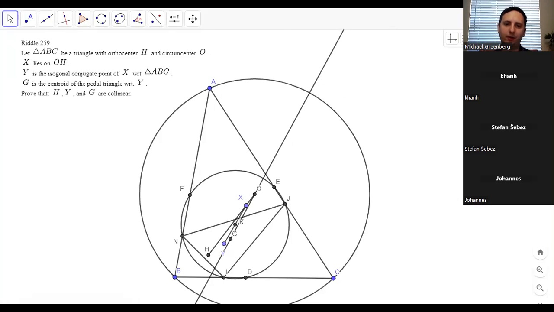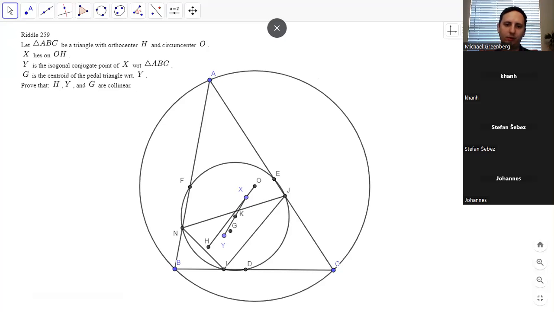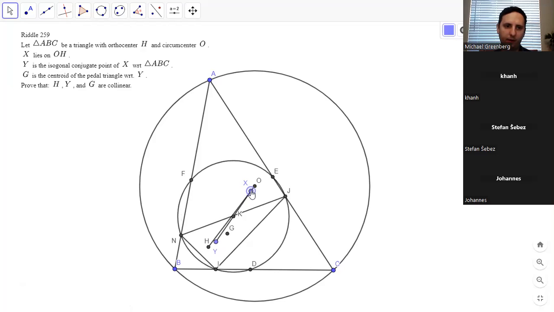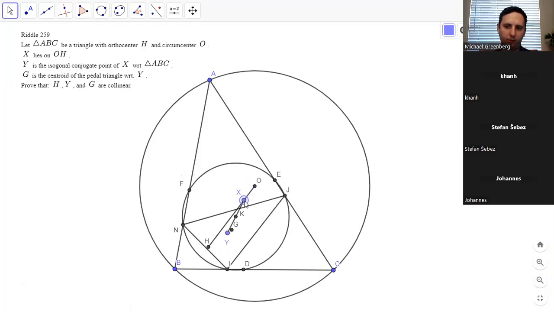Oh, Ryan is thinking about using moving points. So maybe we could just show it for 3 points. Is it obvious when X equals O? If X equals O, it's kind of tricky because you'd have to do a limiting argument. You'd have to show that as X approaches O, Y approaches the line HG. But maybe for a different choice of X it's just obvious, because H and Y would be the same.